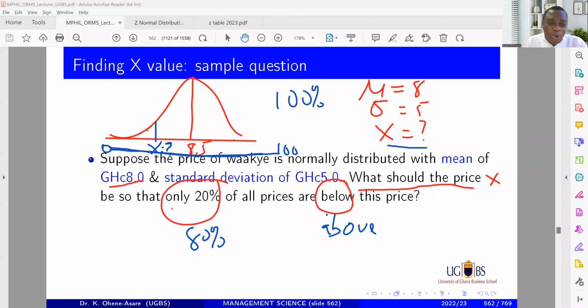So we know that this area here in that corner is 20%, which is 0.2. Now watch it. If this area is 0.2, what is this area? What is this very area?